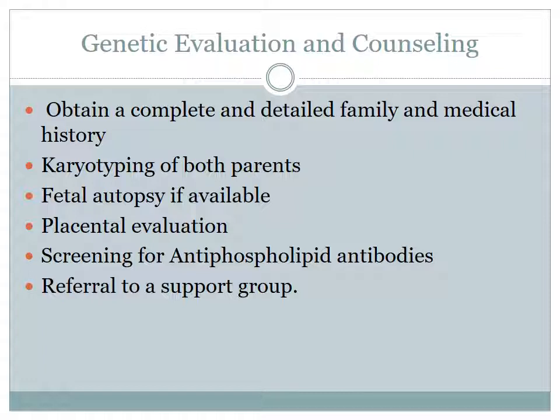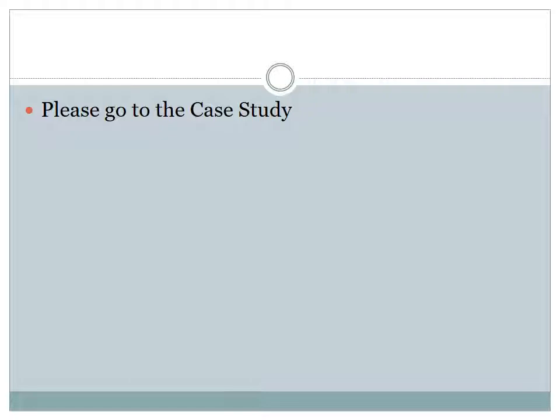You can also have screening for antiphospholipid antibodies, and you may need to refer the parents to a support group. Please go to the case study.